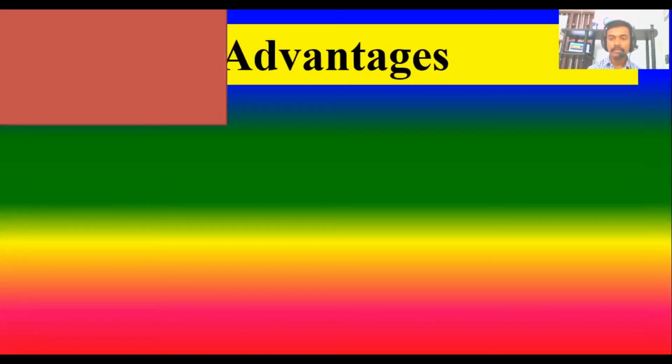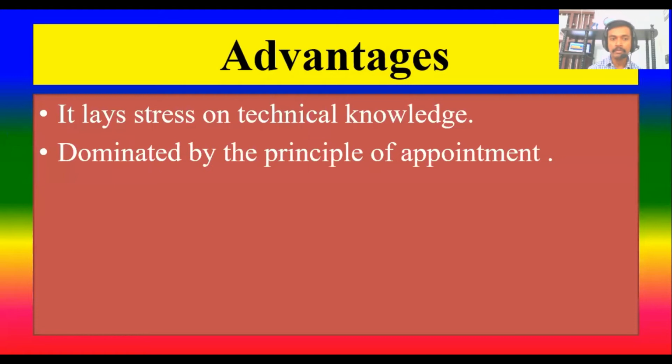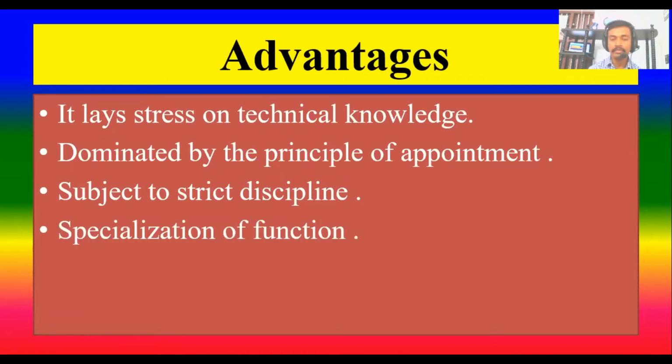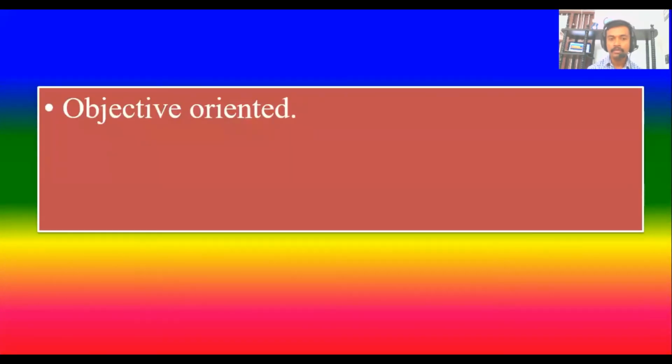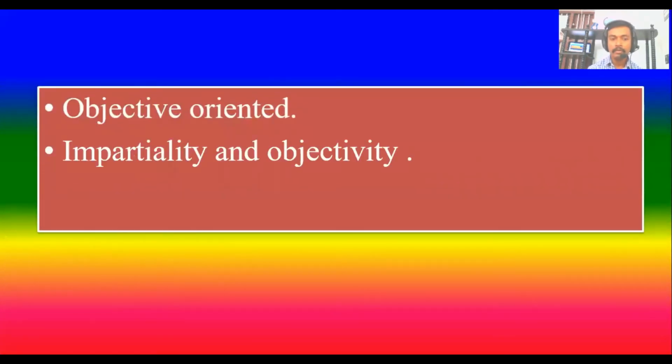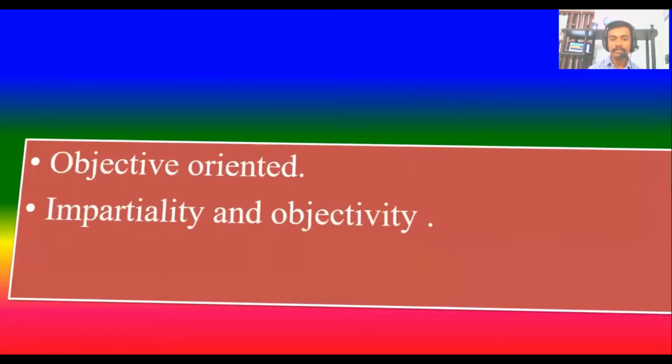So, advantages in bureaucracy. It lays stress on technical knowledge, is dominated by the principle of appointment, and is subject to strict discipline. The bureaucrats are selected according to their qualifications and specialization of functions. Then well laid out rules, objective oriented, impartiality and objectivity.